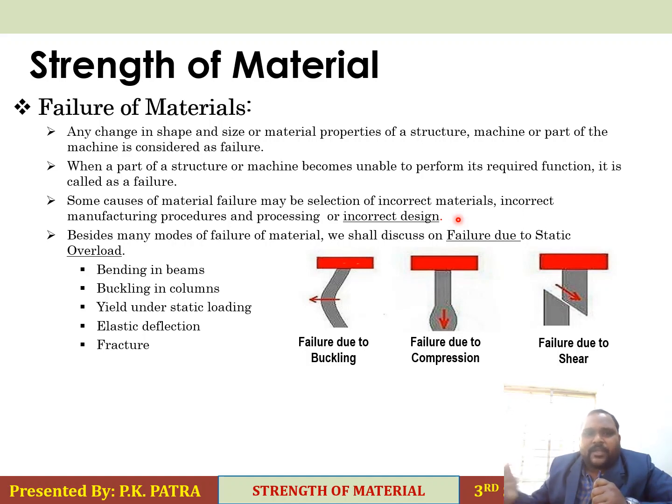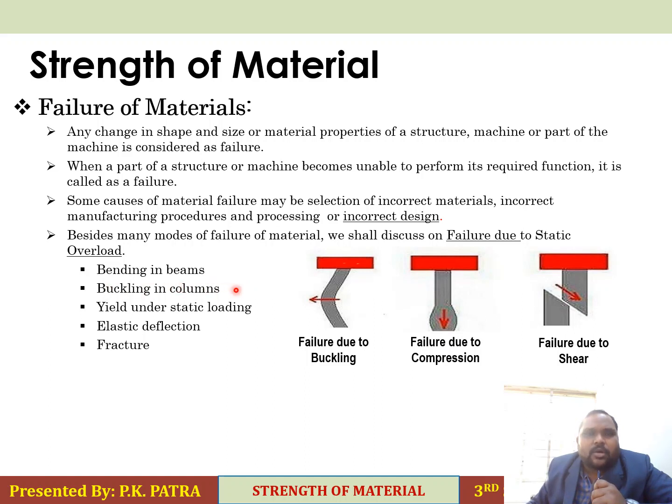Okay. If there is failure, then what kind of failure that may be? You see, besides many modes of failure, there are some failures that we commonly discuss. So what are those failures? First one is the bending in the beams. Beam is the horizontal member that carries the axial load. Okay, while making a building or apartment, you can see the horizontal concrete beams are there, and the bending of the beams is a failure.